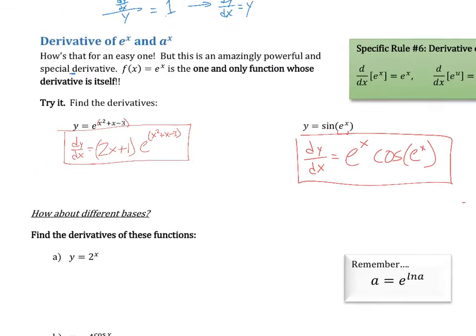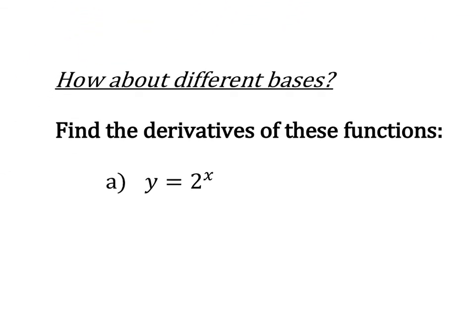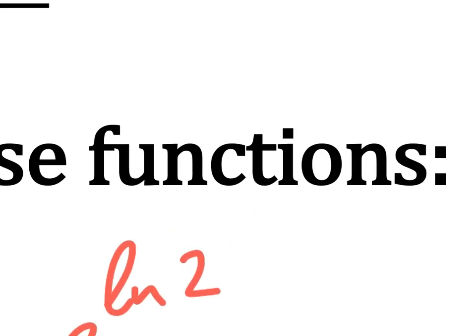Well, what if we have another base like 2? If we have another base like 2, we've got to use this property that any number can be written as a power of e. Okay, so if we have e to the natural log of 2, let's think about that for a moment. What is e to the natural log of 2? Well, the natural log of 2 represents a number. The number that the natural log of 2 represents is the number, or the exponent, that you can put on e, the base, to get 2.